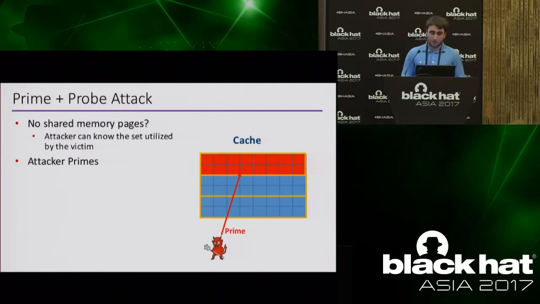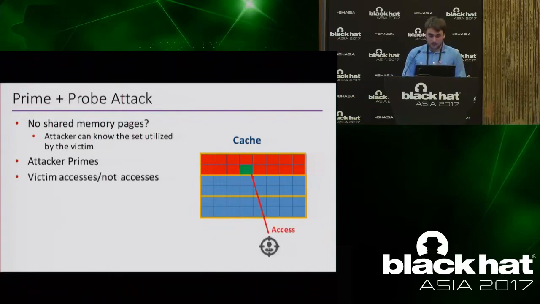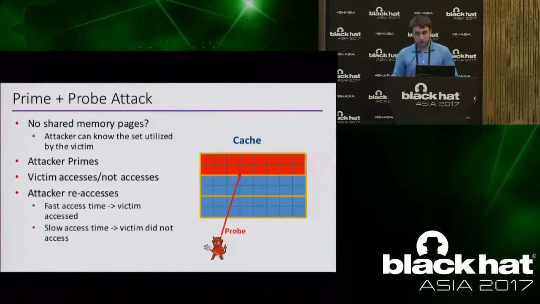We are going to fill the cache as before with our own memory blocks. We pick a set in the cache and we fill it. Then again, we wait until the victim does or doesn't make an access to that set. If she does, she will have to put her own memory block, to which we don't have access, into the cache, and she will have to evict one of our memory blocks. And now we reaccess our 12 memory blocks again. And what we will see is that 11 of them come from the cache and the last one comes from memory, meaning that someone utilized the set that we are priming. So this is called the prime and probe attack.